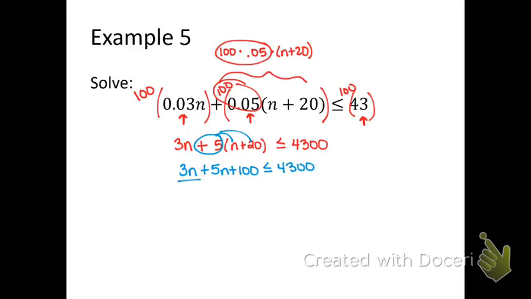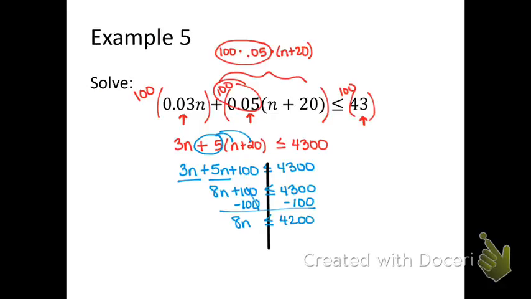Then we go ahead and combine our like terms. 3n plus 5n. I'm going to draw my line too here. So 3n plus 5n is 8n plus 100. My inequality symbol does not change. I got that 4,300. Now let's just solve for n. So subtract the 100. So 8n, my inequality symbol, 4,200.